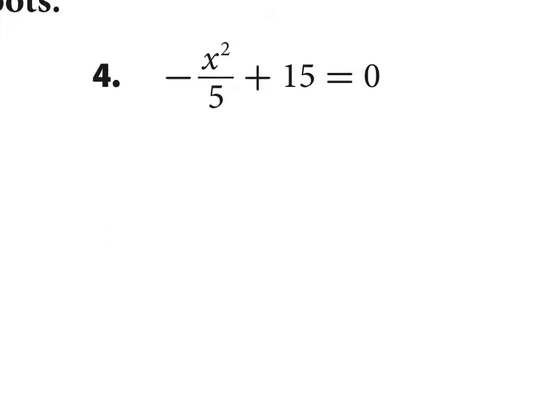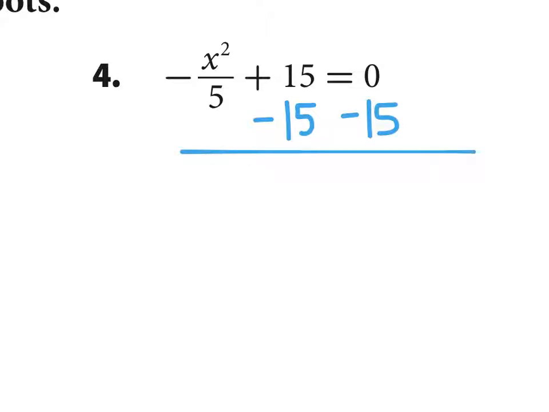Problem 4, negative x squared divided by 5 plus 15 equals 0. And you're just supposed to solve this. So if I need to solve it, I need to get x squared by itself. What do I do? I'm going to minus the 15 first. I could multiply, but that makes me have to do way more work than I need to right now.